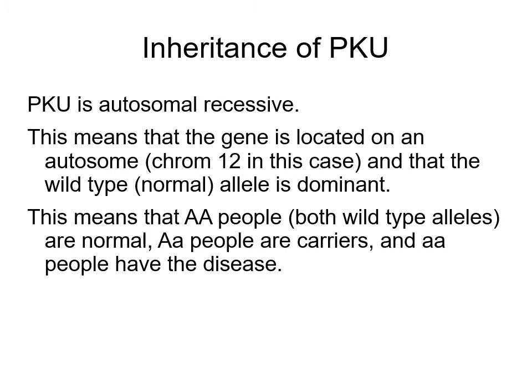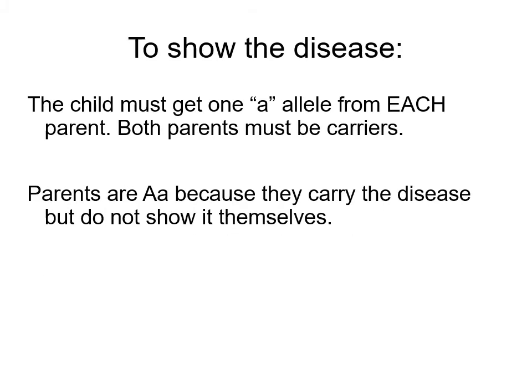Okay, it's generally recessive, and we can use our normal big A, little a nomenclature to describe families which have this disease segregating in them. So to get the disease, a child must get a defective allele from each of the two parents. Both parents must be carriers.